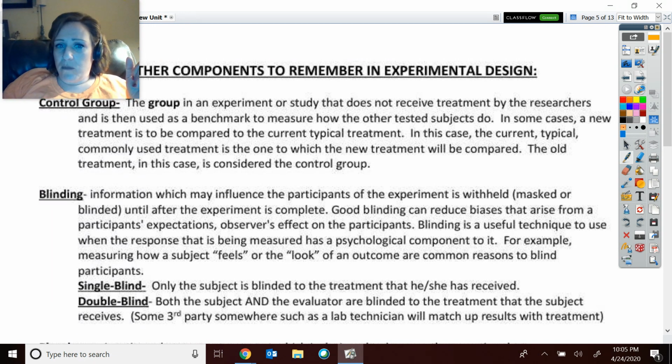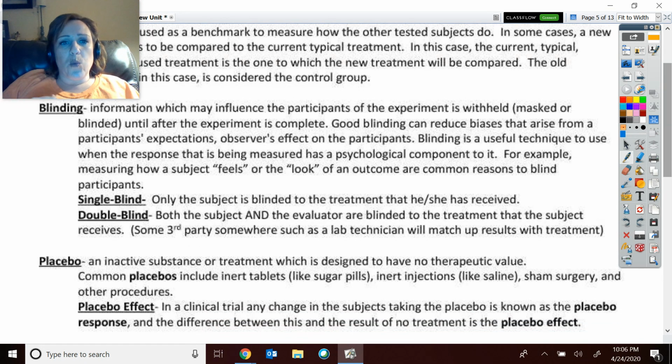All right. And remember blinding, that's where we make it such that either the participant, or the participant and the person measuring the response, do not know which treatment is being received. Okay, when would you want to do this blinding? You would generally want to do this blinding if a behavior would be changed because you are in this experiment, or a behavior would be changed because you think that you are getting a particular treatment.